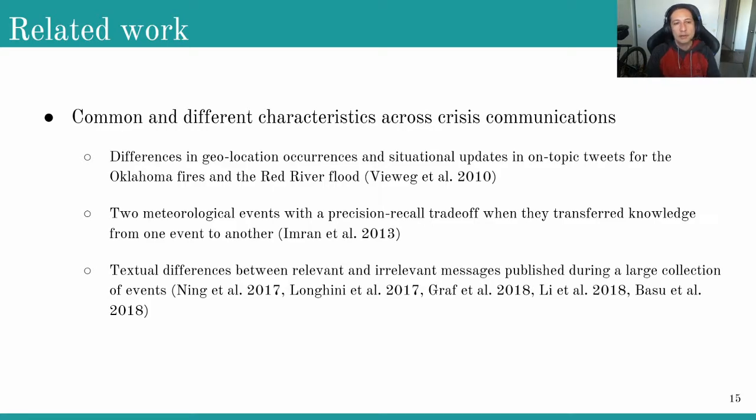With respect to the related work, and despite this challenge, researchers have identified common and different characteristics based on messages published during crisis. For example, differences in geolocation occurrence in top tweets for two different events like the Oklahoma fire and the Red River flood, and the difficulty to transfer knowledge from two similar events when they try to classify messages, and also textual differences between relevant and irrelevant messages published during a large collection of events.